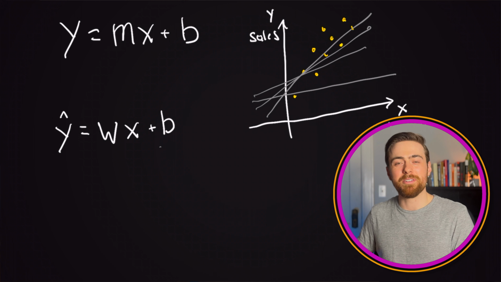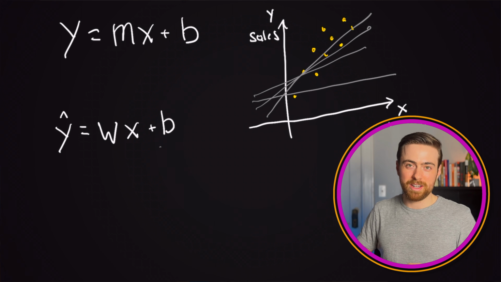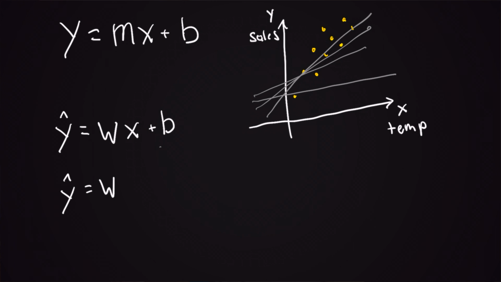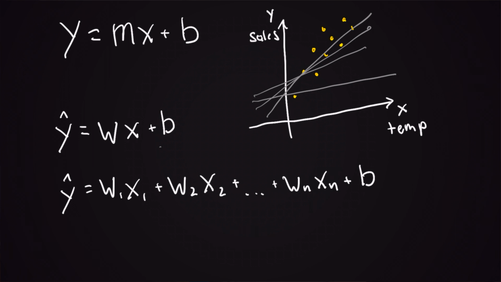Okay, so that's simple linear regression. Now let's talk about multiple linear regression, which is basically when you have multiple independent variables. You have multiple x values in the equation. So let's write that down. y hat is equal to w1 x1 plus w2 x2 plus dot dot dot plus wn xn plus b, where n is the number of independent variables that we have. So multiple linear regression is kind of just like a multi-dimensional simple linear regression. So instead of fitting a line to the data, it fits a hyperplane to the data.